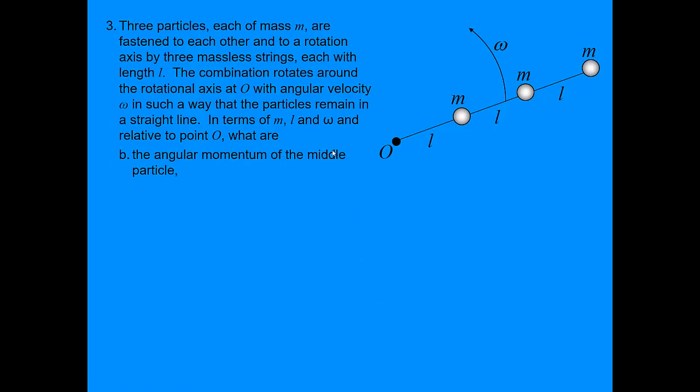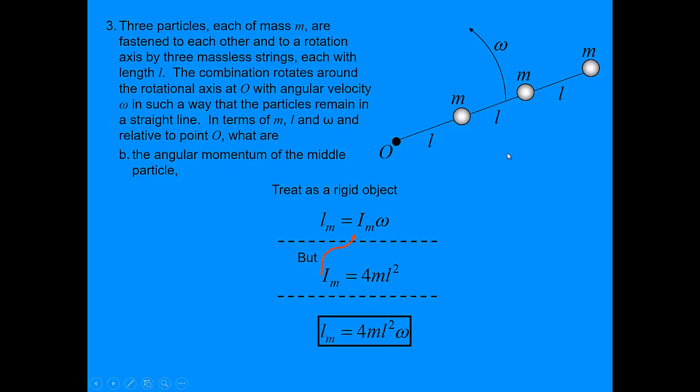So in part B, let's find the angular momentum of the middle particle, just the middle particle. Well, let's treat the middle particle at this point as a rigid object rotating about a fixed axis. It's legitimate in this case because it's part of a rigid object rotating about a fixed axis. In which case its angular momentum would be its rotational inertia times omega. And didn't we already figure out the rotational inertia of this point? It's m times 2L squared or 4mL squared. So we plug that in. That's the angular momentum around that point of the middle particle.